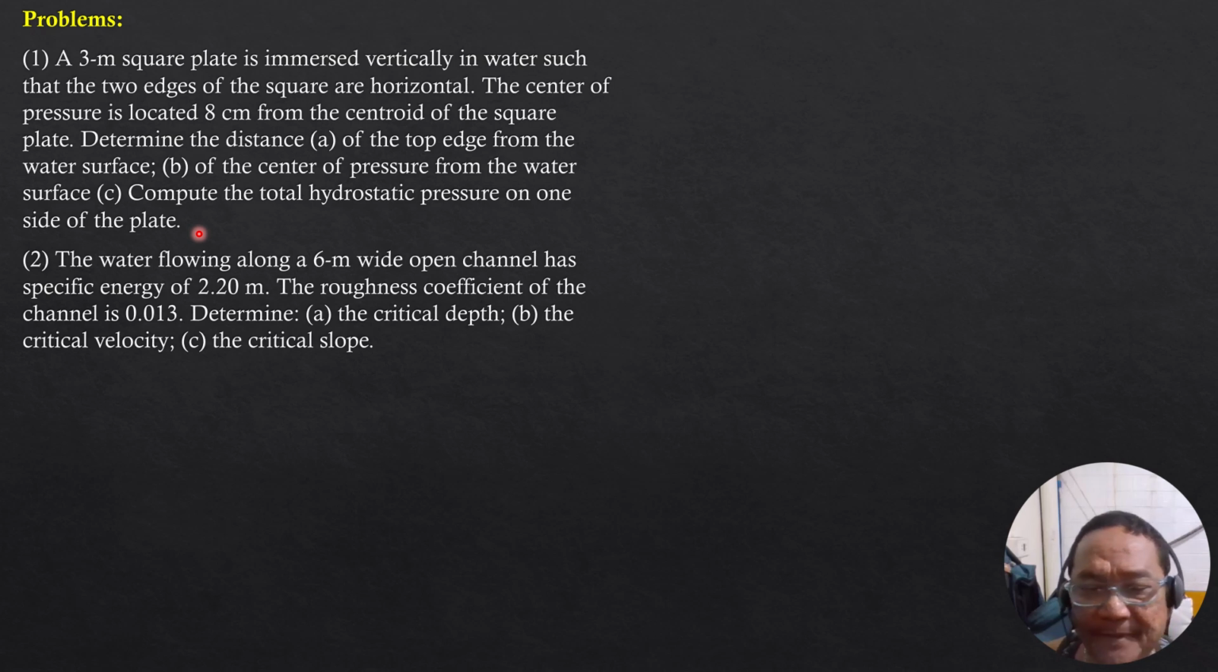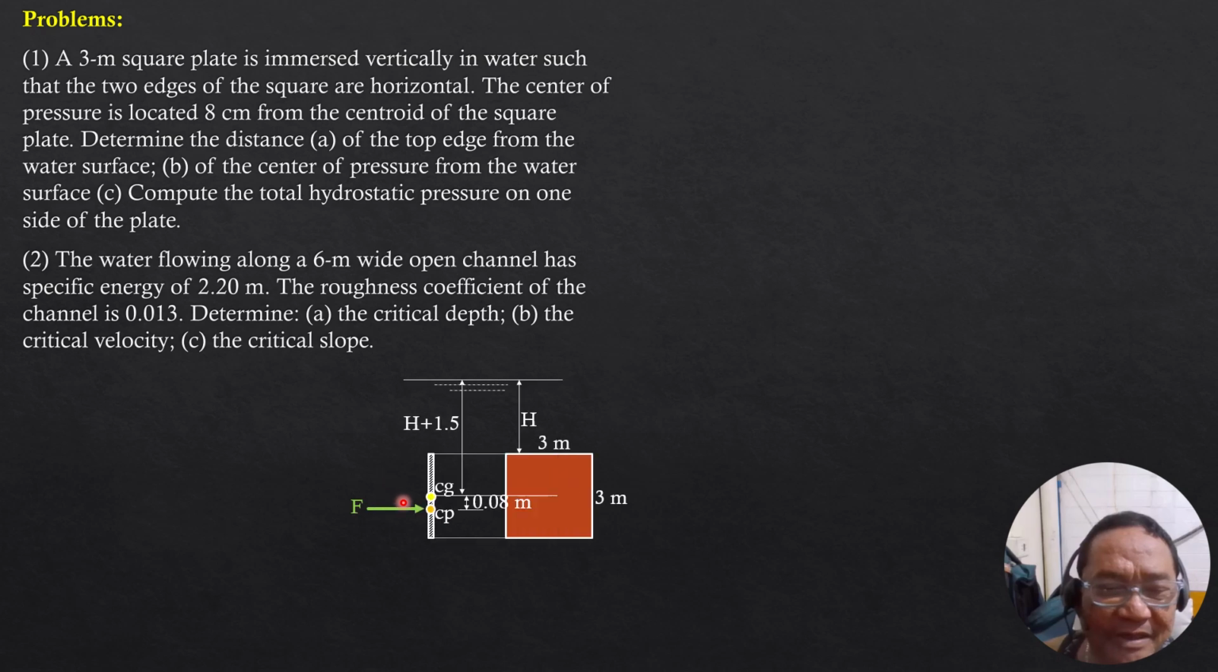To help visualize and analyze the problem, we should draw the figure as shown. This is the side view and this is the normal view. The gate is exposed to one liquid, which is water, on one side, and the other side is assumed to be atmospheric. This is the centroid of the gate and this is the center of pressure, 0.08 meter below the centroid as stated here. This is denoted as big H.